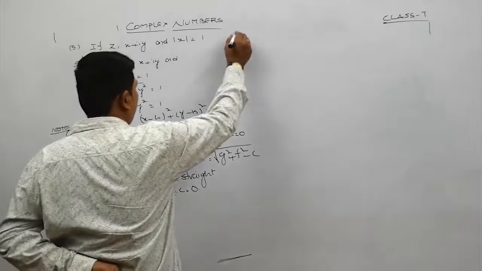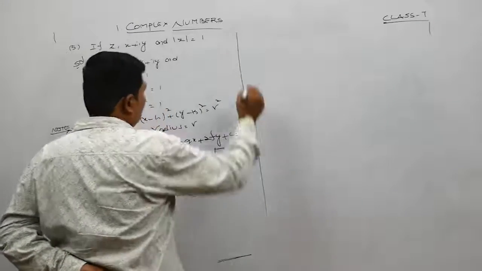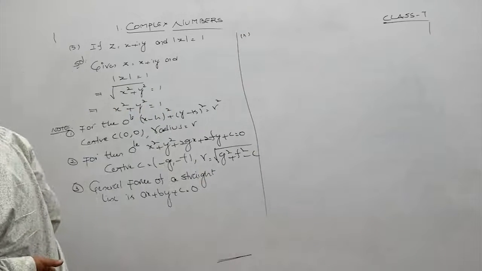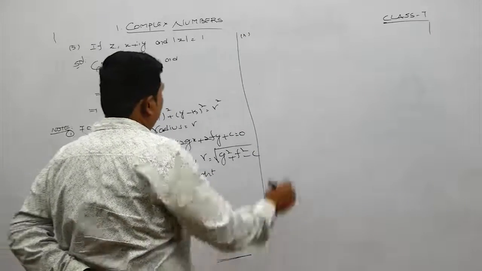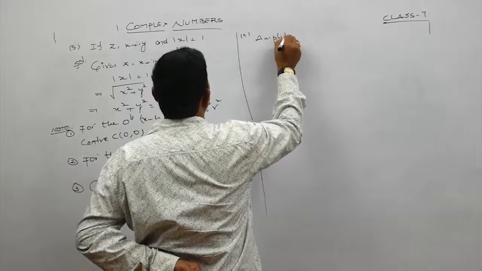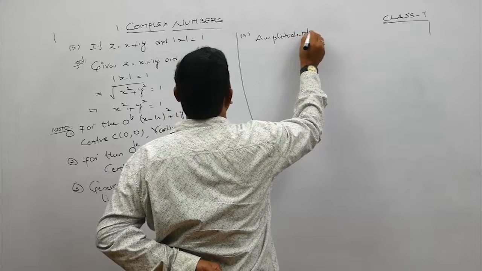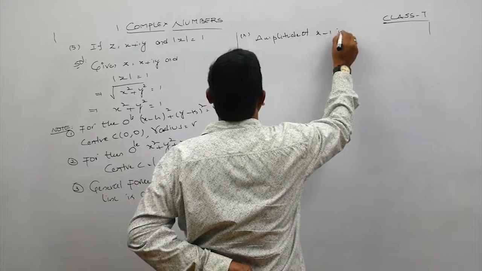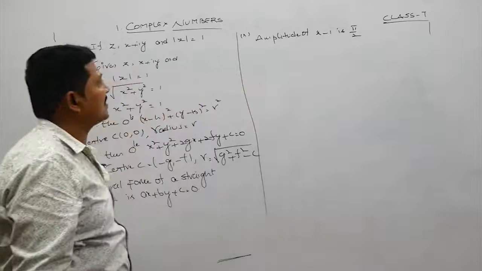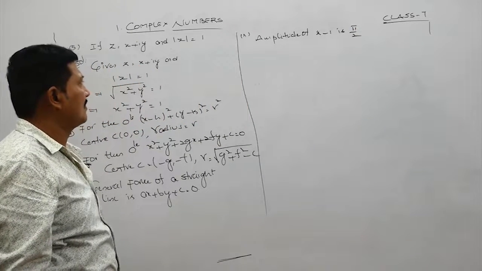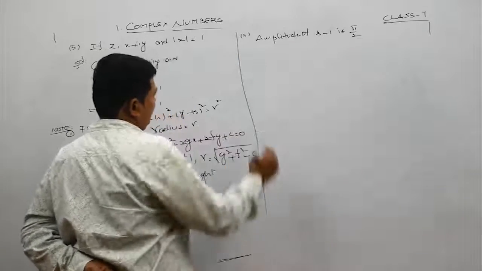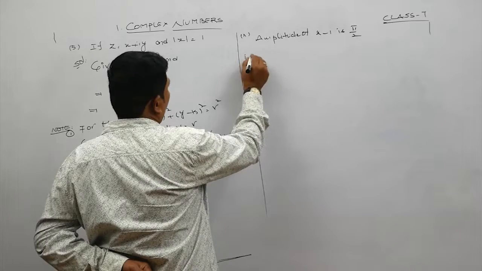Next question, question number 2. Amplitude of z minus 1 is pi by 2. Then find the locus of z. So the amplitude of z minus 1 is given, and here we are asked to find the locus.